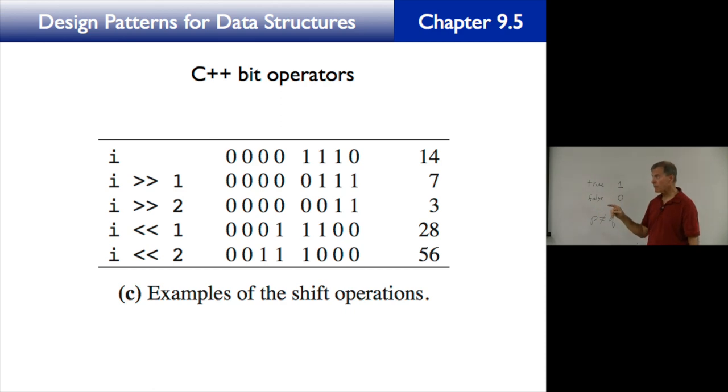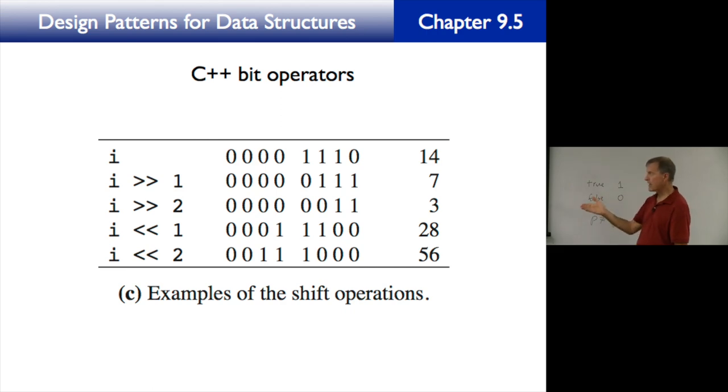Now here's how the shift operator works. If you say I shift right by 1, what does it do? It moves everything, every bit over by 1, and the one that used to be at the rightmost just gets lost. And what comes in from the left? Zeros. Is everybody clear? That's how the shift went.